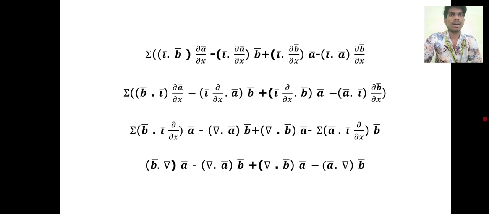Summation of, in brackets, we can write i bar dot B bar into dou A bar by dou x minus i bar into dou A bar by dou x dot B bar plus i bar into dou B bar by dou x into A bar minus i bar dot A bar into dou B bar by dou x. Let us solve this step by step.